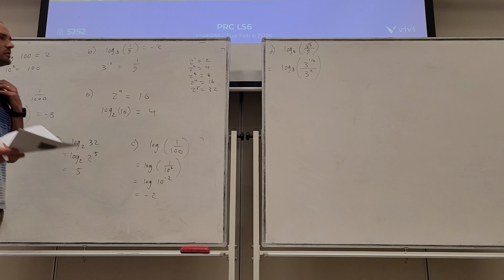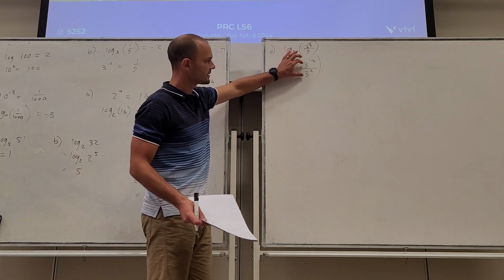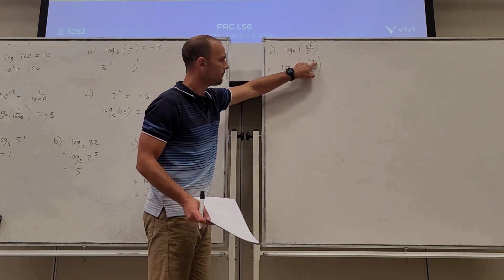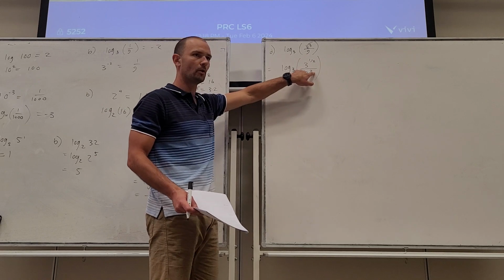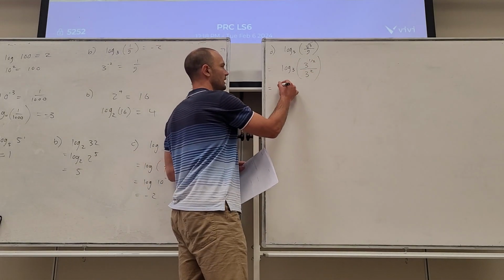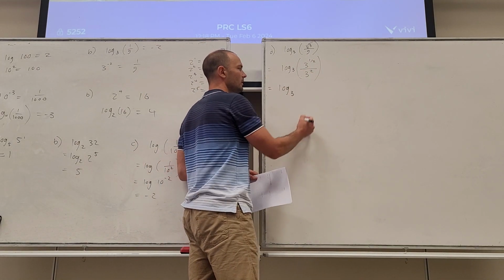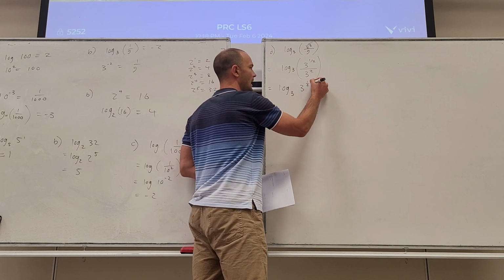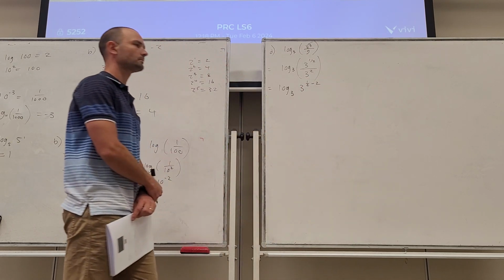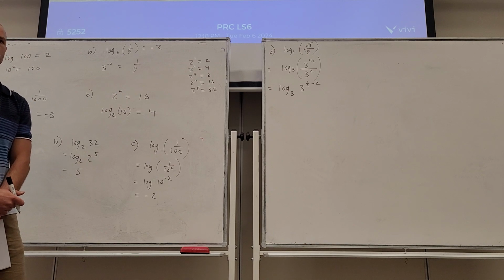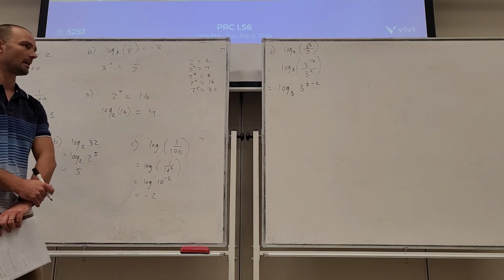And then I'm going to use index laws. Because they're the same base, I can do the top power, subtract the bottom power. So this will become log in base 3 of 3 to the power of a half take away 2. Okay, the top power take the bottom power.